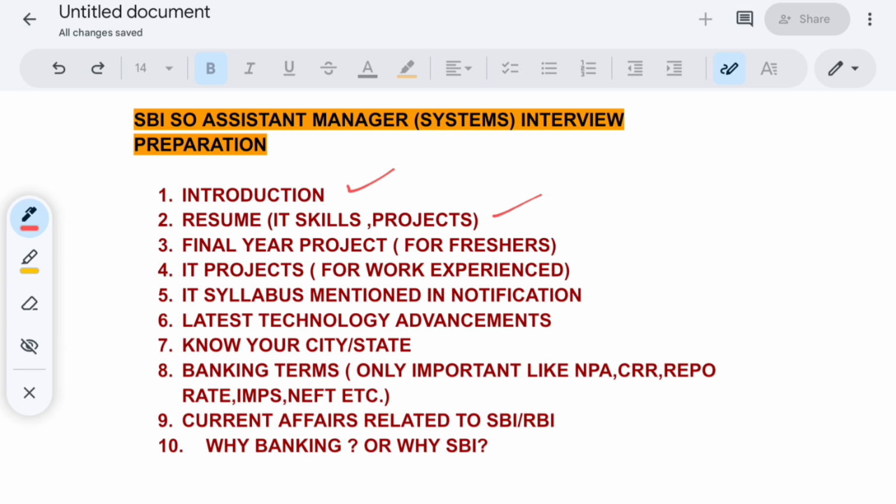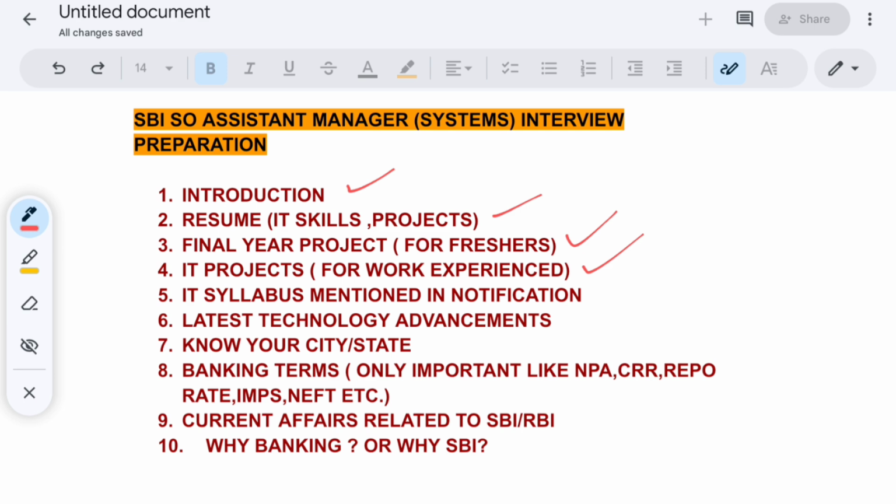And the third priority is the final year project for the freshers. Those who are freshers, their priority will be the final year project which they have done, and the technology which they have used in that project. It is very important. The fourth priority is for the work experience people, those who have worked for a company for 2 or 3 years. They can mention the projects they have done there, and should have a deep understanding of all the projects and what technologies they have used.